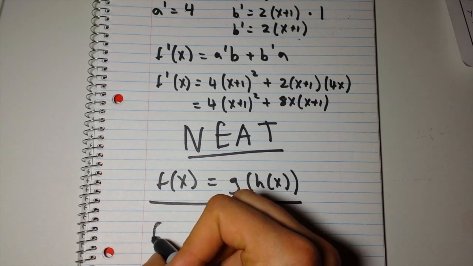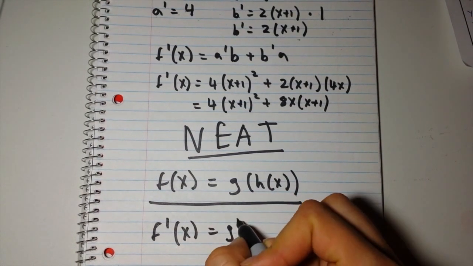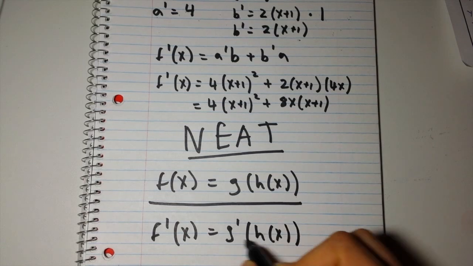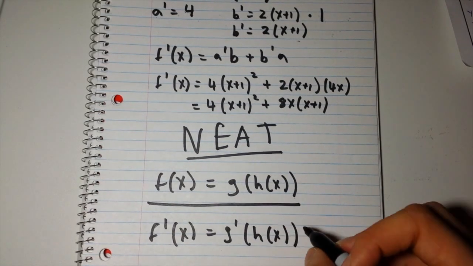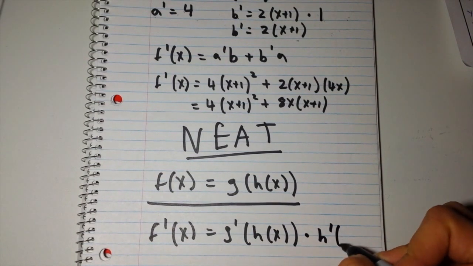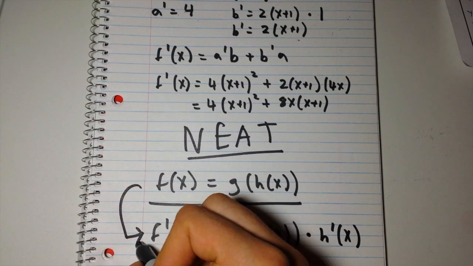And the general form for the prime here, I'll just review it for you one last time. f prime of x is going to equal g prime of h of x, so the prime of our outer function, times the prime of our inner function, h prime of x. So there's your general form.